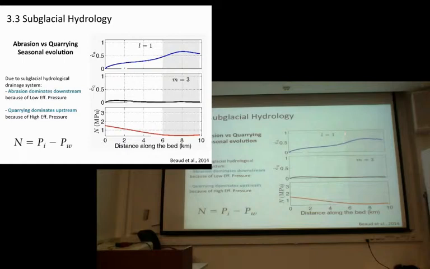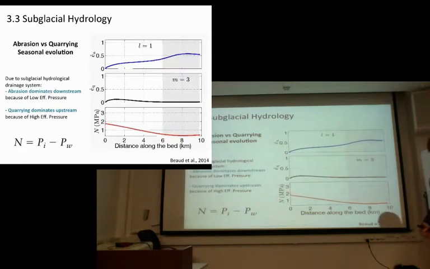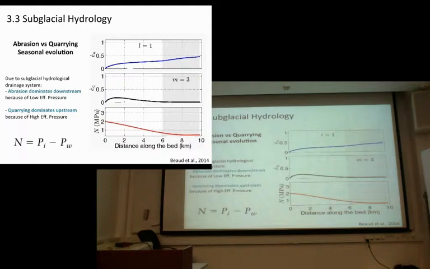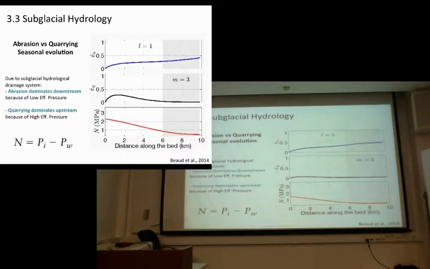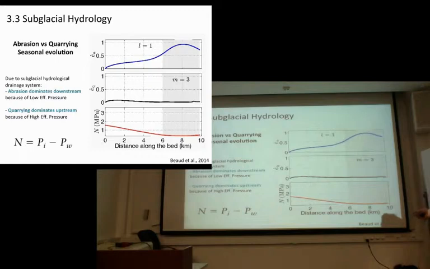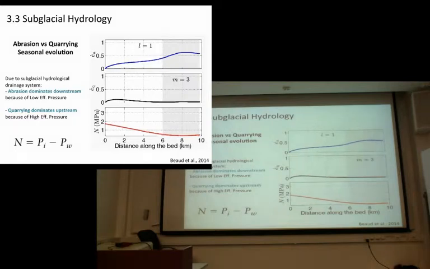And what you have here is, because you have water pressure, you increase the sliding, and you will see the friction of the bed. And because you increase the sliding, the abrasion is increasing here. The problem is the drainage system is very efficient when there is lots of water, and it means that quarrying is actually limited to the upper part. That's one thing.